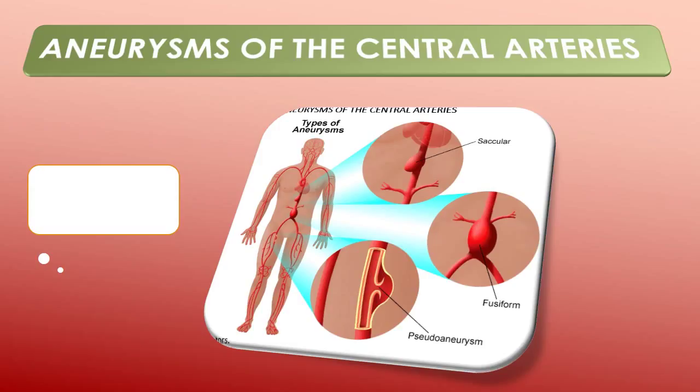Let's quickly take a moment to review aneurysms of the central arteries. An aneurysm is a permanent localized dilation of an artery. Aneurysms happen at specific anatomical sites, most commonly in the abdominal aorta. An abdominal aortic aneurysm, or a triple A, accounts for most aneurysms and is commonly asymptomatic and frequently ruptures. The thoracic aortic aneurysms are not as common and are frequently misdiagnosed.